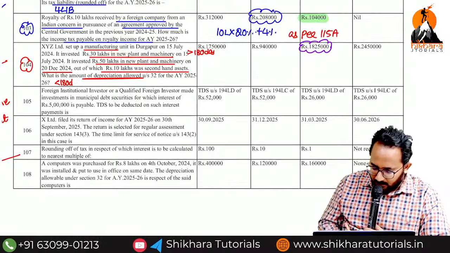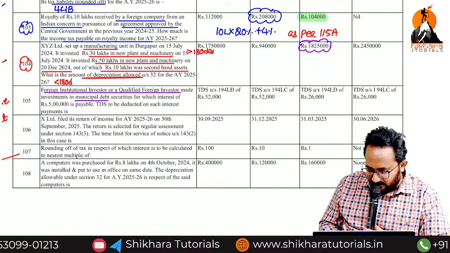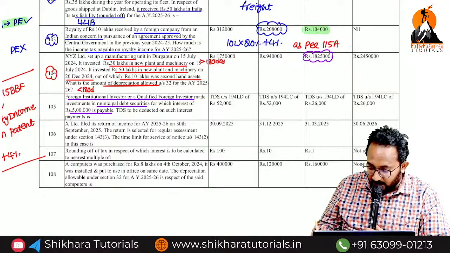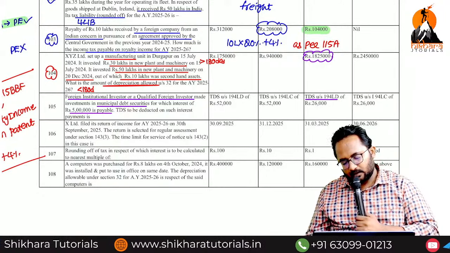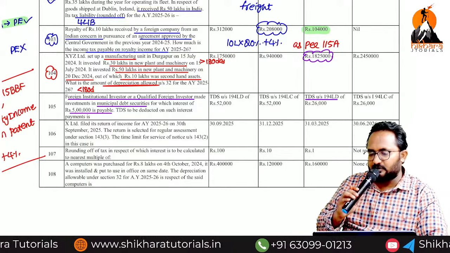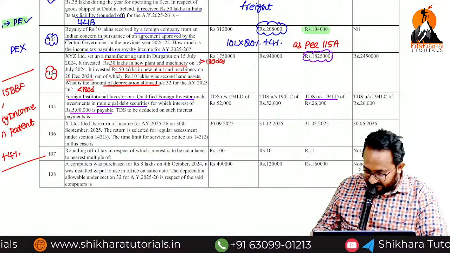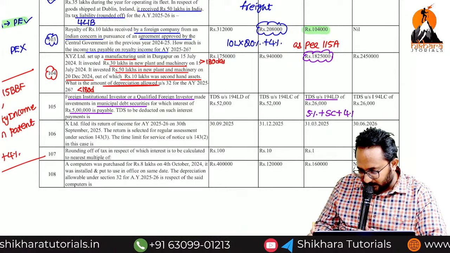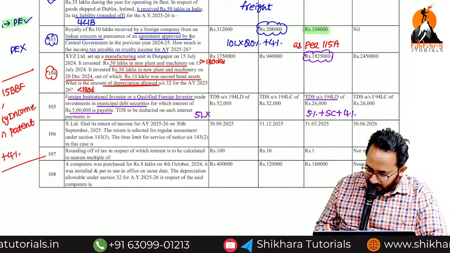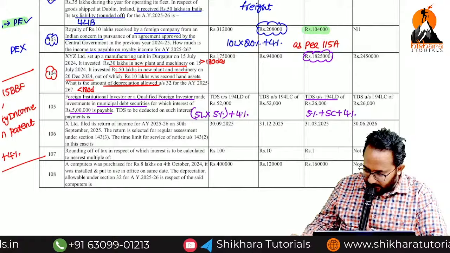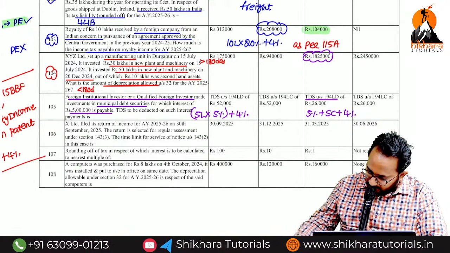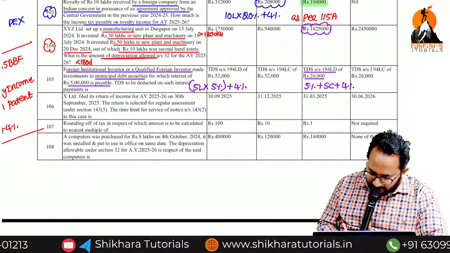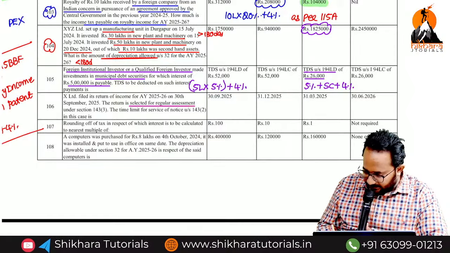Next, foreign institutional investor or qualified investor invested in the municipal debt securities. So now here 5 lakh is payable. What is the TDS? Remember, here we have to apply the 194LD TDS. Now whoever issued the municipal debt securities, while paying the interest on that to the FII or QFI, they are required to deduct the TDS at the rate of 5% plus surcharge plus health and education cess. 5 lakh into 5% plus 4% cess, how much? 26,000. Done.